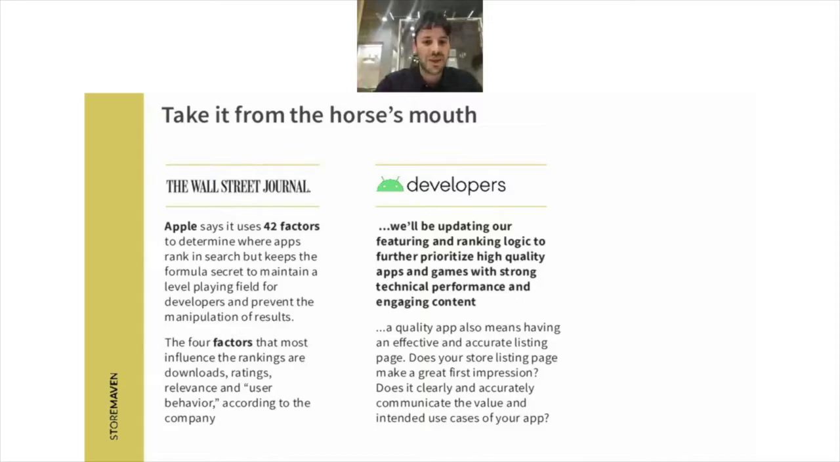Now, don't just take it from me, but take it from the horse's mouth. There are, in fact, public statements by both. Recently, the Wall Street Journal did some kind of investigation into the search algorithm and app rankings. The four factors they're highlighting are downloads, rating, the Google Dev Console, they're speaking about featuring in the ranking logic. And one of the points I tie back into creative optimization, the two of them are hinting that conversions make a difference.